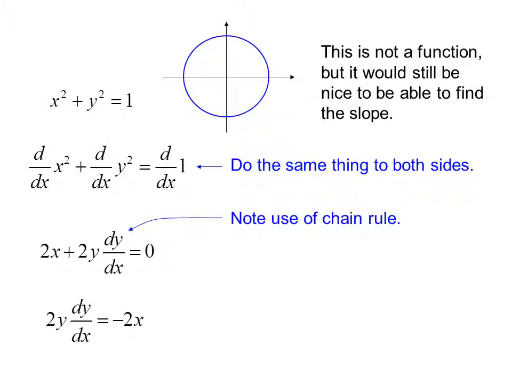Now we can subtract 2x from both sides, and divide both sides by 2y to get dy/dx by itself. After we cancel the 2's, we see dy/dx equals negative x over y. So if we know x and y, we can find the slope anywhere on the circle.